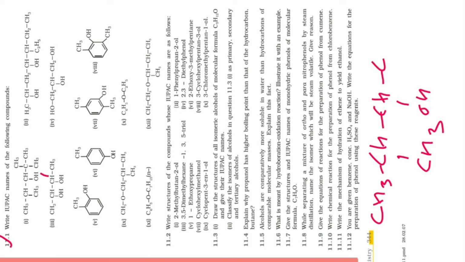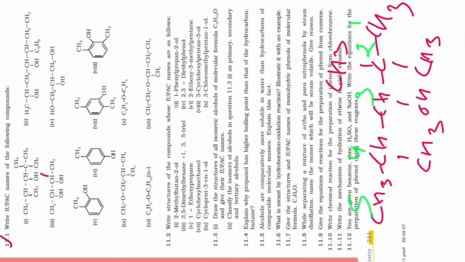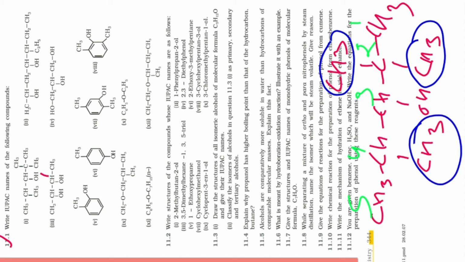I will write over there CH3, then CH3, then CHOH, then CH3, then CH3. Clear? Now what to do there? Here 1, 2, 3, 4 and the 5. Then here second position, fourth position. So what is there? 3 methyl groups are there. So what do we write there? 2, 4.